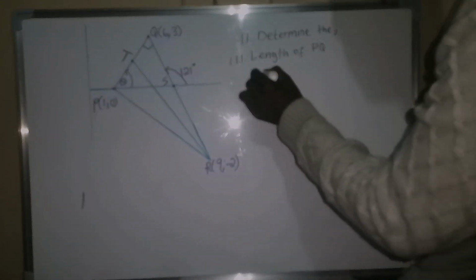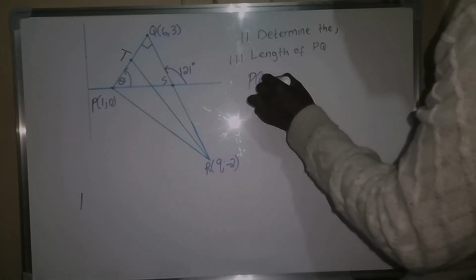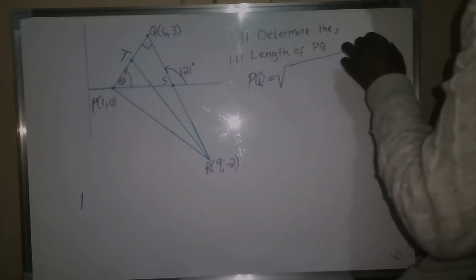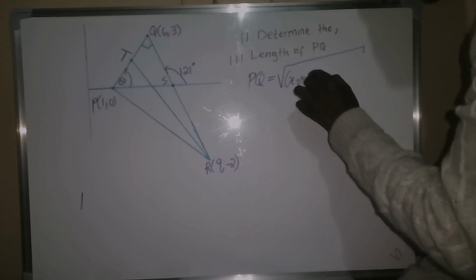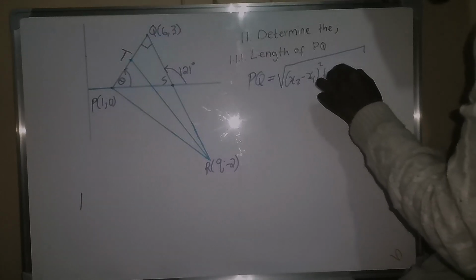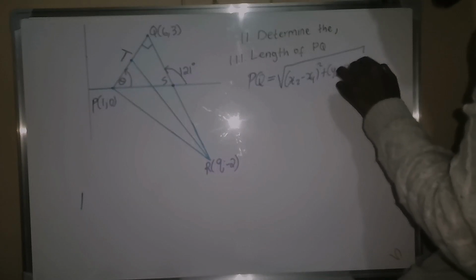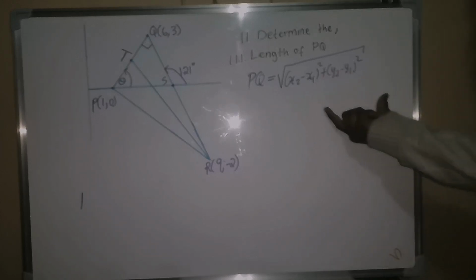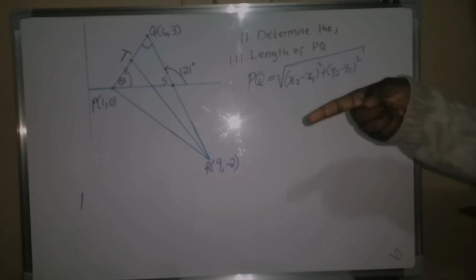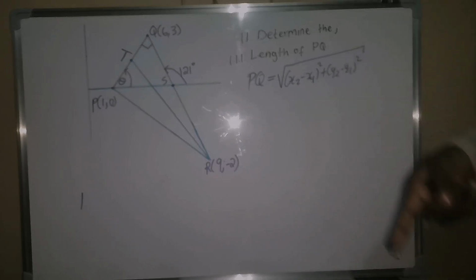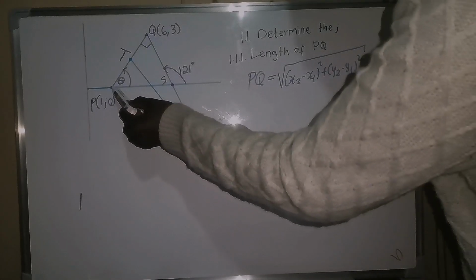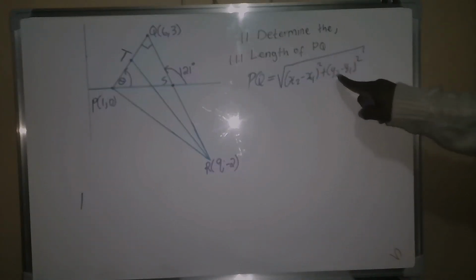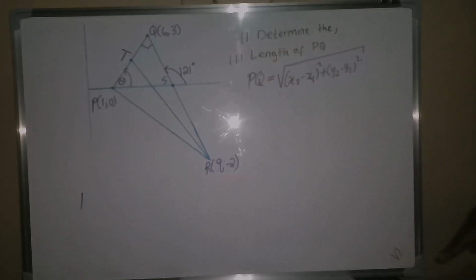Let me just write it on here. PQ is equal to the square root of (x2 minus x1) squared plus (y2 minus y1) squared. That's how you find the length of PQ. This is the formula for distance. When you want to find the distance from one point to another, so the distance from point P to point Q, you use this formula.